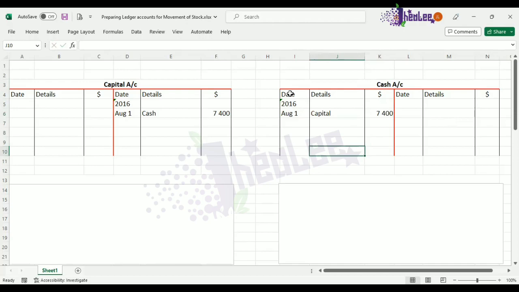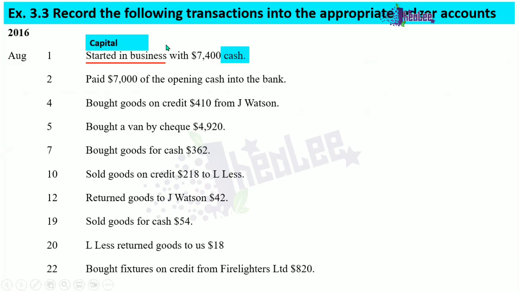Let's move on to the second transaction, which is August 2nd, paid $7,000 of the opening cash into the bank account. The two items affected are cash and bank, where we're seeing a reduction in the cash because the money is coming from the cash account and you're putting that into the bank, so the bank is increasing. Both items are assets. When an asset increases, we are to debit. So the account to be debited is bank, and the account to be credited is cash.